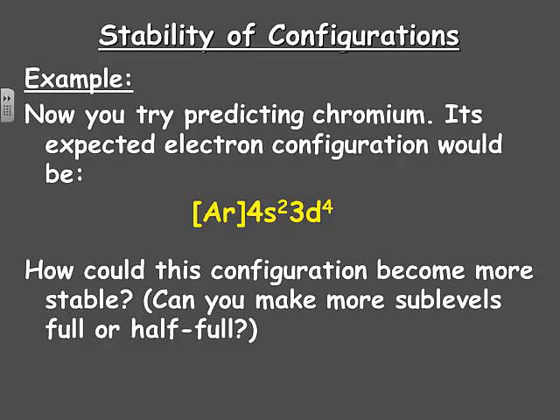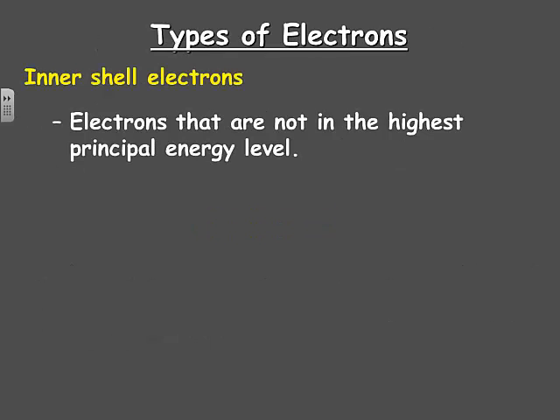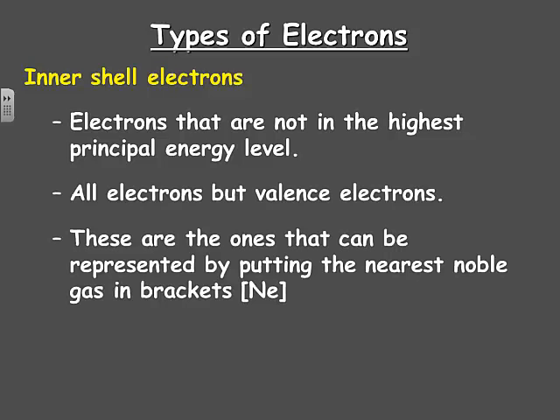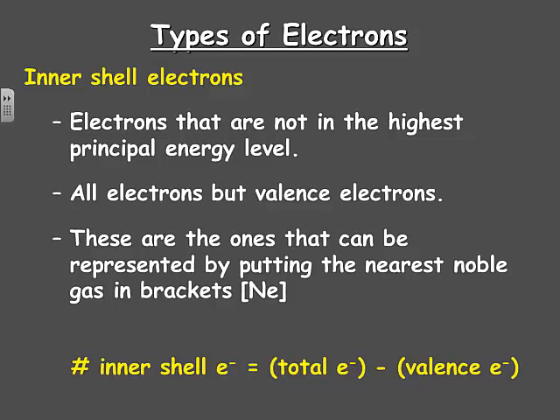Now those inner shell electrons are electrons that are not in the highest principal energy level. They also have energies that are less than the principal energy level. All electrons, but valence electrons, are considered your inner shell electrons. And these are the ones that can be represented by putting that nearest noble gas in brackets, like neon in brackets. So the number of the inner shell electrons is the total electrons minus your valence electrons.